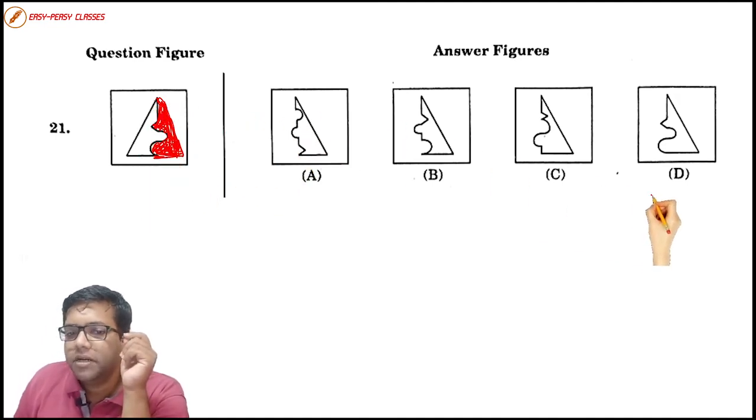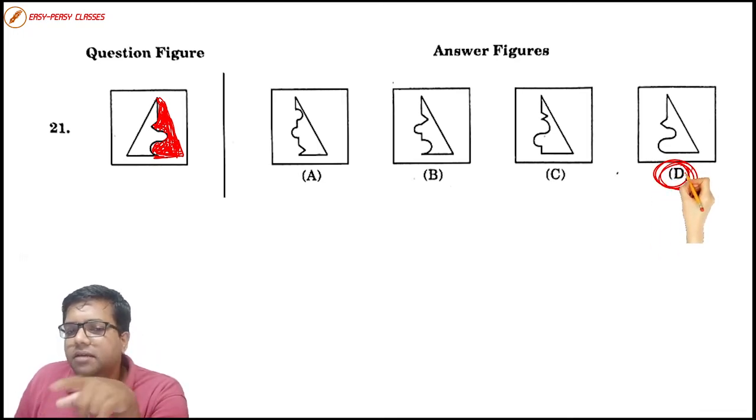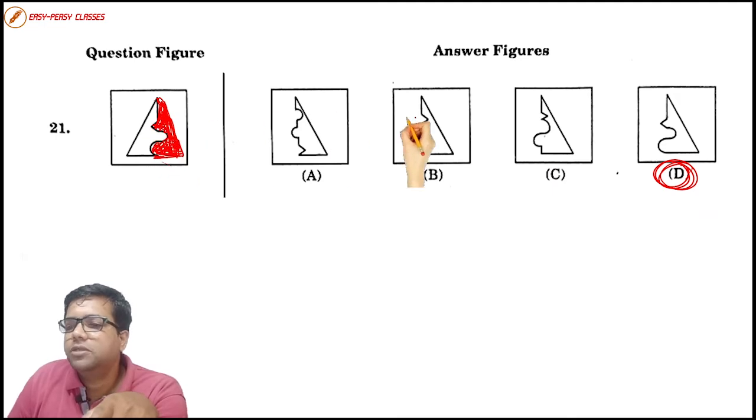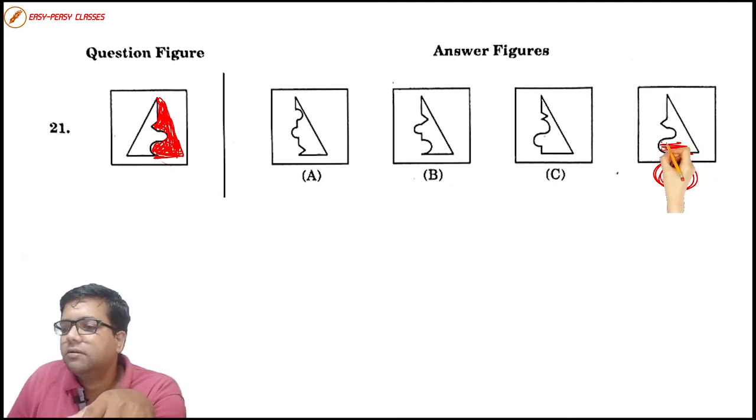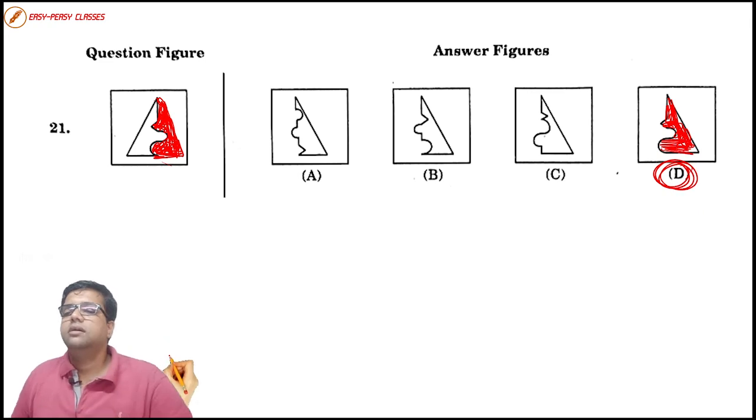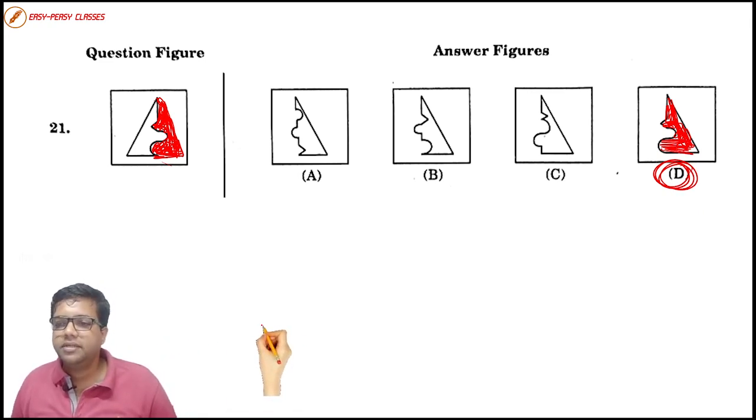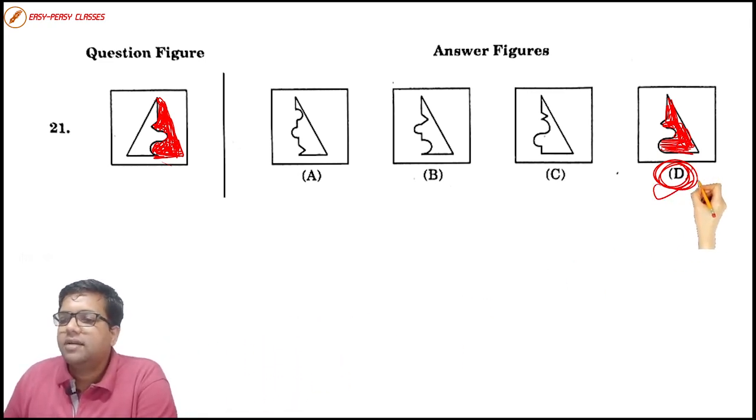If you look at it properly, option number D matches exactly with the shaded portion, right? If you shade it properly, see, both of them match properly, right? So option number D becomes the right answer.